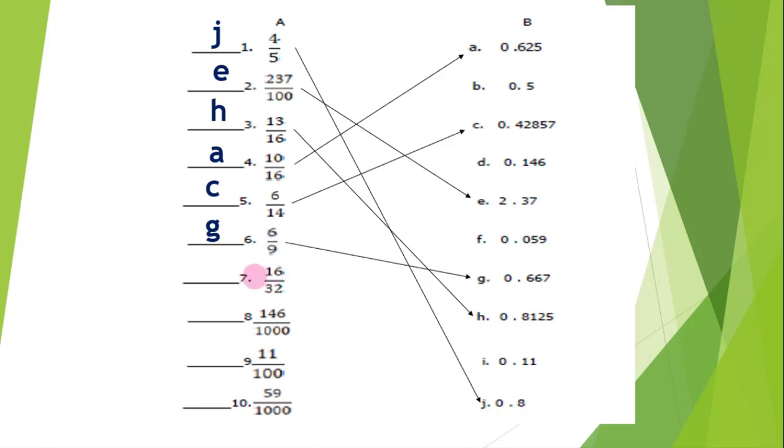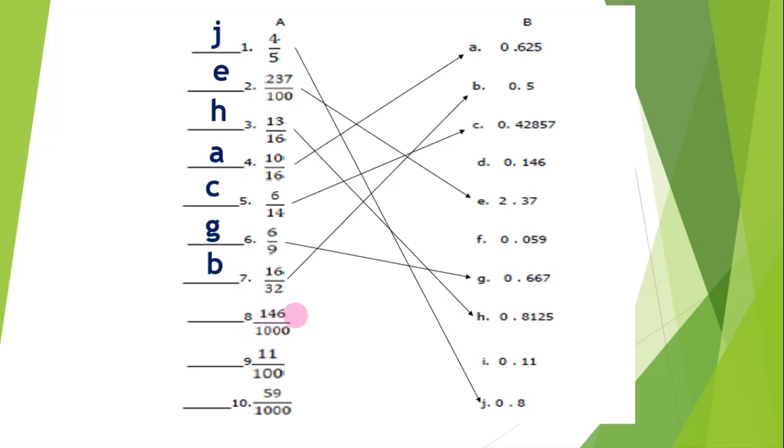Okay. Number 7, 16 over 32. Reducing this becomes 1/2, right? 16 and 32 are divisible by 16. So 16 divided by 16 is 1. 32 divided by 16 is 2. So it's 1/2, and that's equivalent to 0.5 or 50%. Okay, letter B.